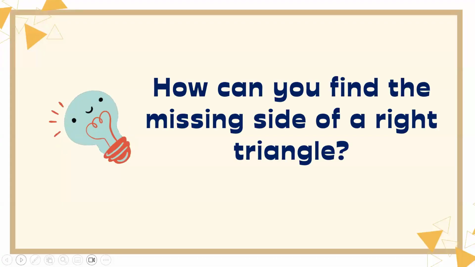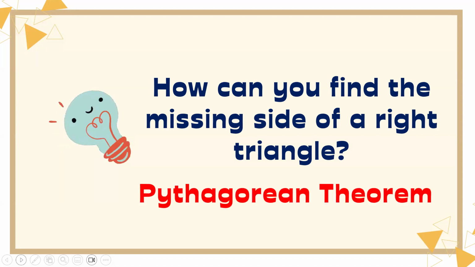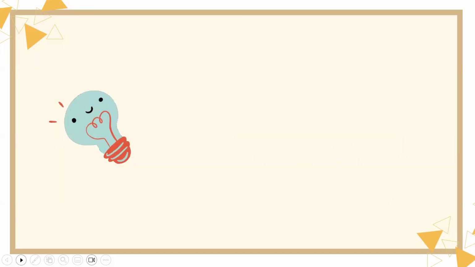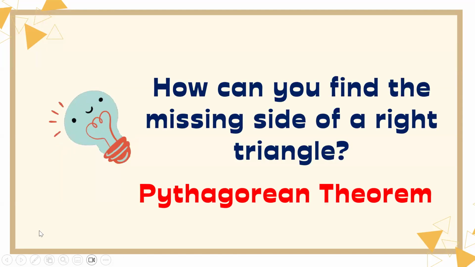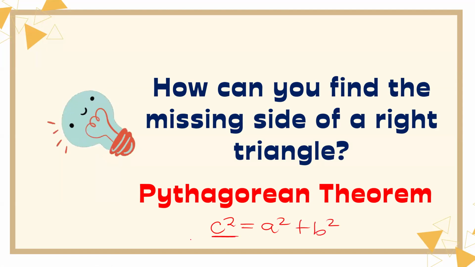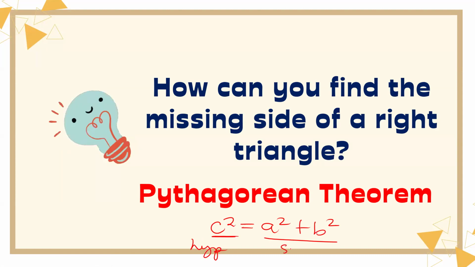So, how can you find the missing side of a right triangle? This is a question that we will be asking today during our lecture. Of course, we can use what we call the Pythagorean Theorem. The Pythagorean Theorem is important in calculating the missing side of a triangle. If you recall, c squared equals a squared plus b squared, where c is the length of the hypotenuse and a and b are the lengths of the sides or legs of the triangle.